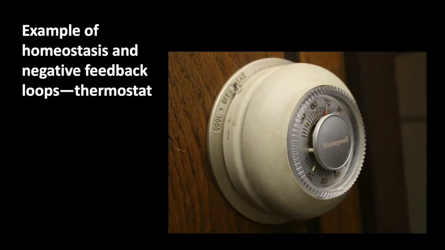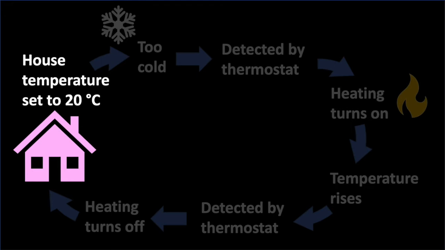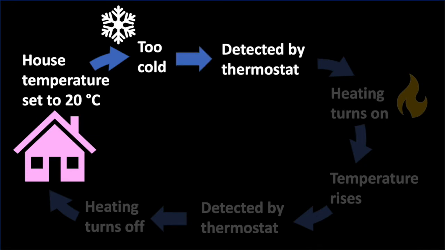Before we go into how negative feedback loops work in humans, let's think about an example of a negative feedback loop in our houses. So a thermostat is a useful example for thinking about negative feedback loops. In this example, we've got a house with a temperature that's been set to 20 degrees Celsius. When it gets really cold outside, the temperature in the house drops. This is then detected by the thermostat, which causes the heating to turn on.